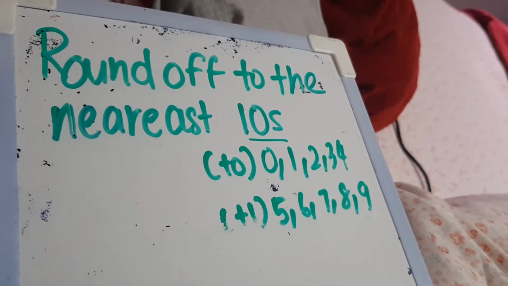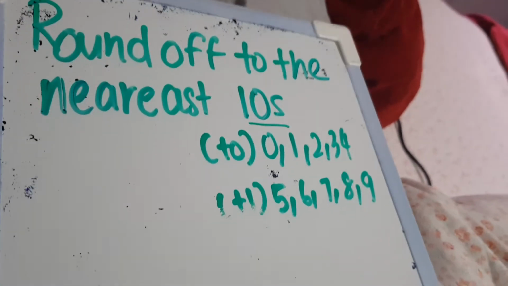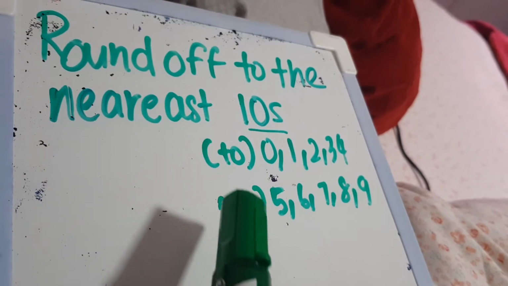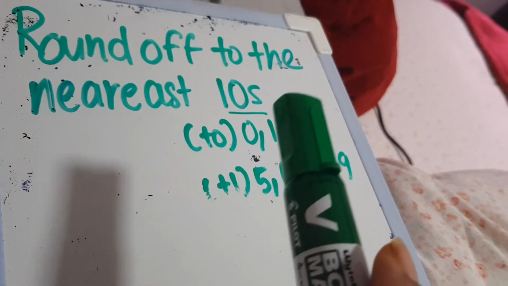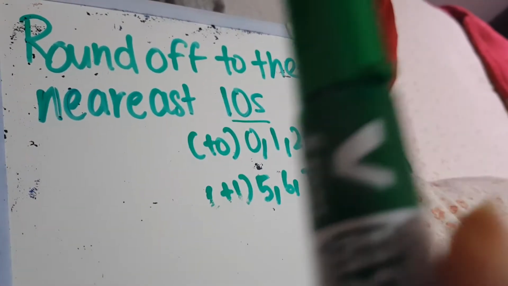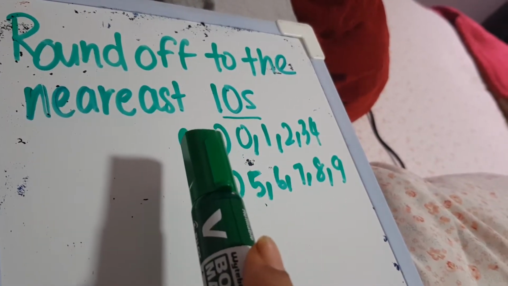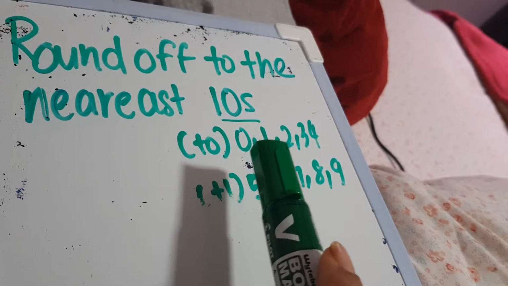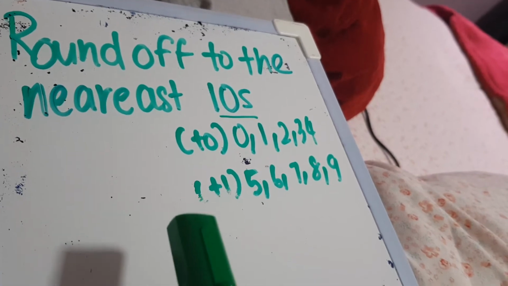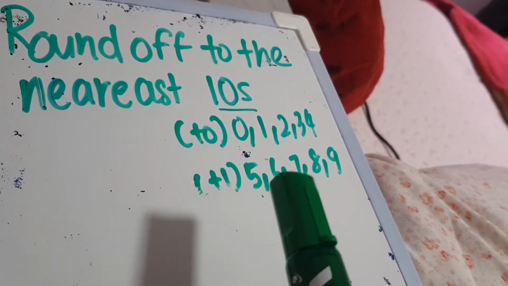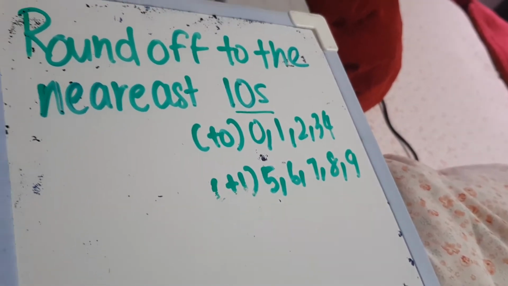Okay, I'm gonna refresh your memory on how to do rounding off to the nearest 10. At the side, you can see I wrote plus 0 and plus 1. When you're doing rounding off, the number to look at, whether you round up or round down, will depend on this criteria. When it is round down, you will see the number 0, 1, 2, 3, 4, and you will round down. If it's rounding up, plus 1, you will see the number 5, 6, 7, 8, 9. Let me go through an example with you.